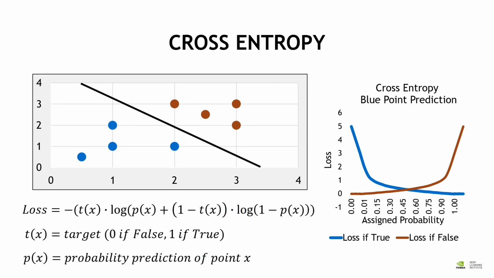Here's the full mathematical formula for binary cross entropy, meaning we only have two classes. The logarithms are used to get our near infinite loss. It might seem like a lot, but there's a little trick. The left half cancels to 0 when the target is false, and the right half cancels to 0 when the target is true.